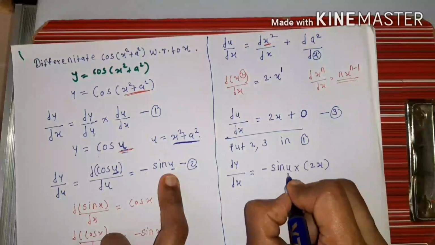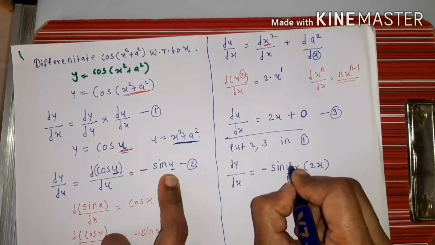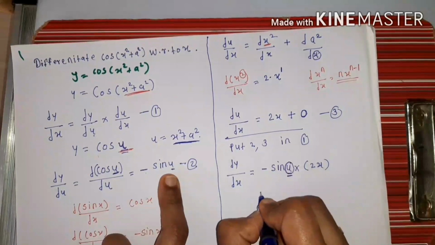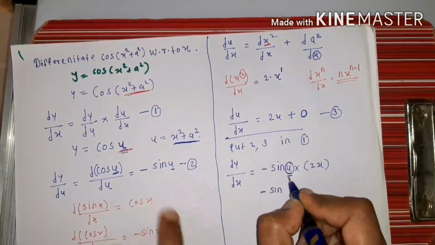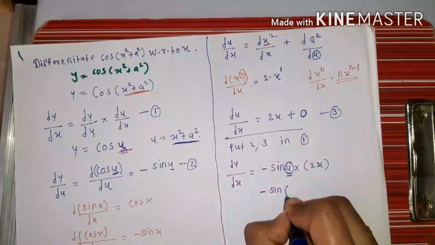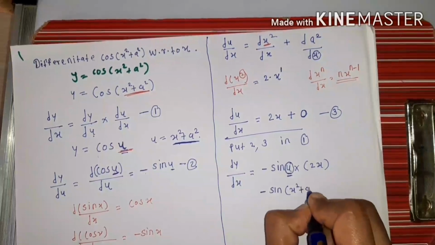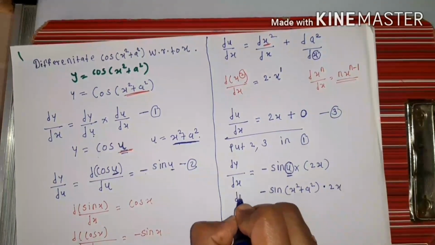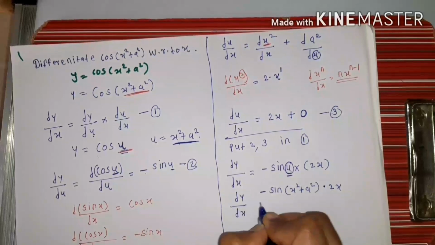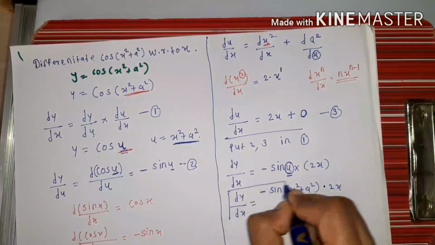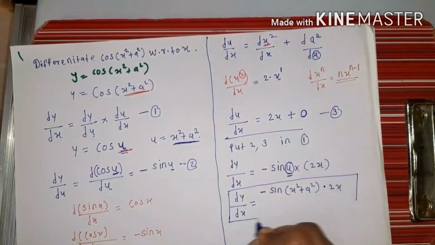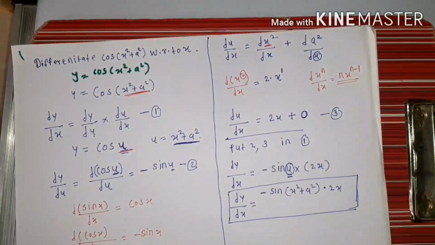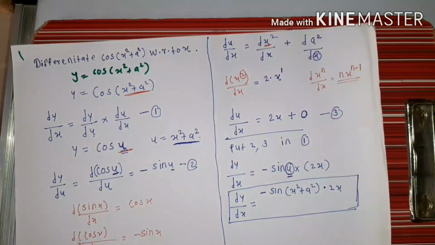Okay, and now at the last step put the value of u. What is the value of u? Minus sine of the value of u, which is x square plus a square, into 2x, and this is dy by dx. Hence in this way we have found the differentiation of y with respect to x.